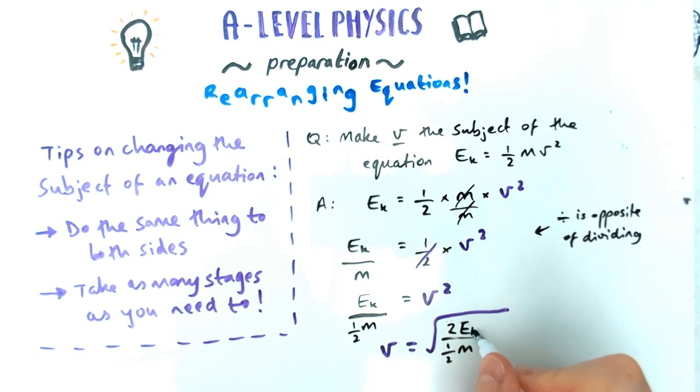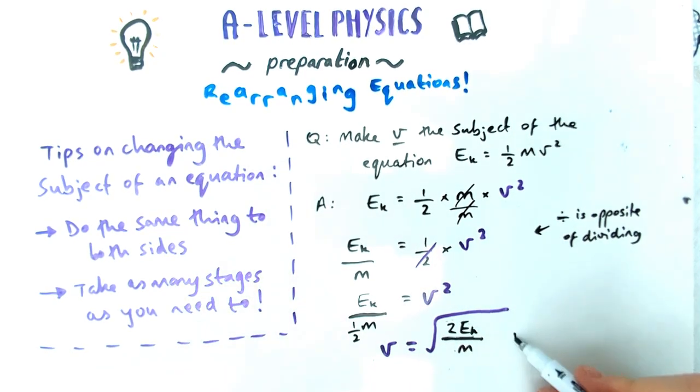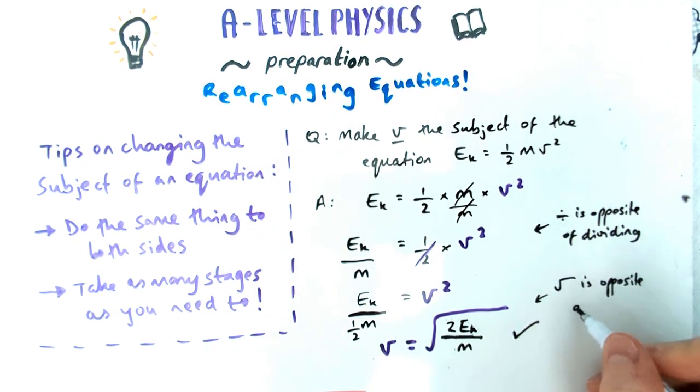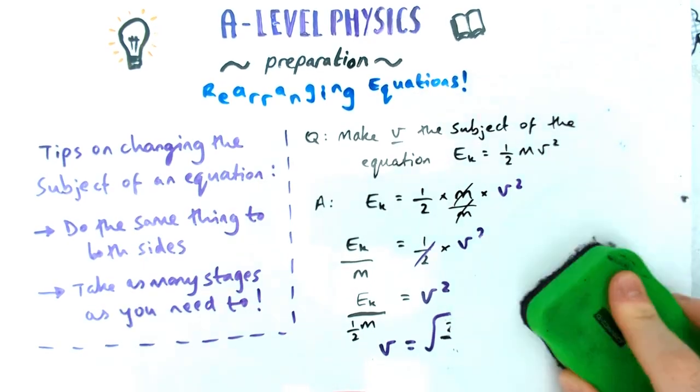Now divided by half is the same thing as timesing by 2. So that's where I'm going to make that look a little bit neater and tidier. It's not more correct, it just looks a bit better to be able to figure out my final answer in simpler terms. So v equals the square root of 2E_k divided by m.